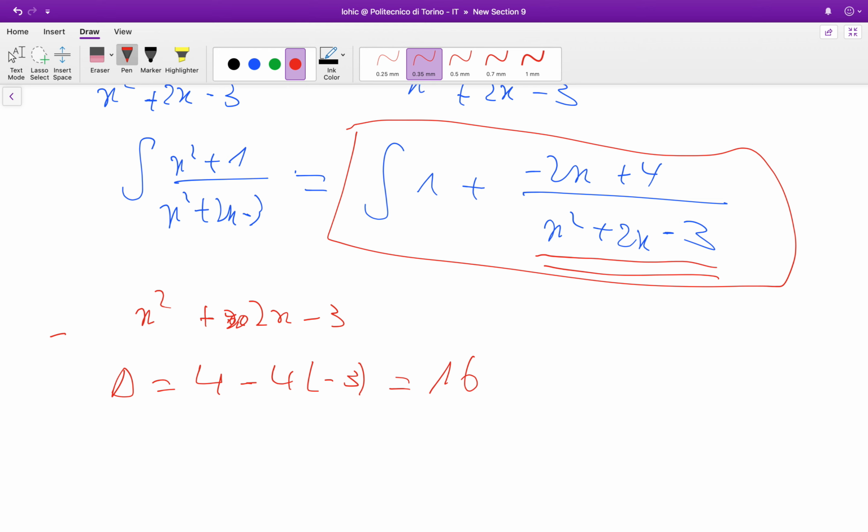Can you repeat your question, please? But we are finding the discriminant. How do you factorize a polynomial of second degree? You find the roots and you factorize it. But we are finding the roots with the delta. Don't you know the delta, the discriminant method?